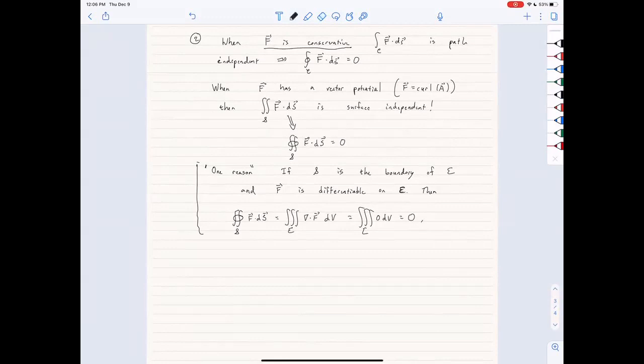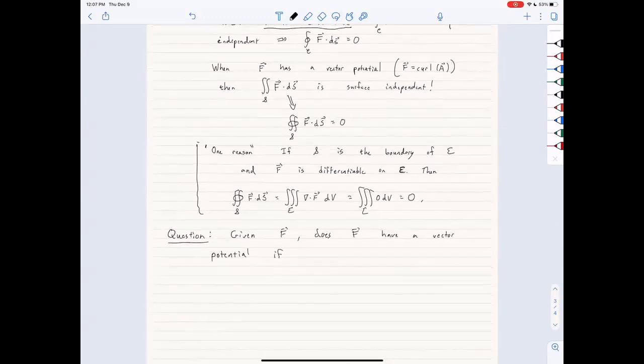So we're going to ask the following question. Given a vector field F, does F have a vector potential if it passes the, okay, if div F equals 0? So this is the pattern I want people to, okay, I know this is a lot.